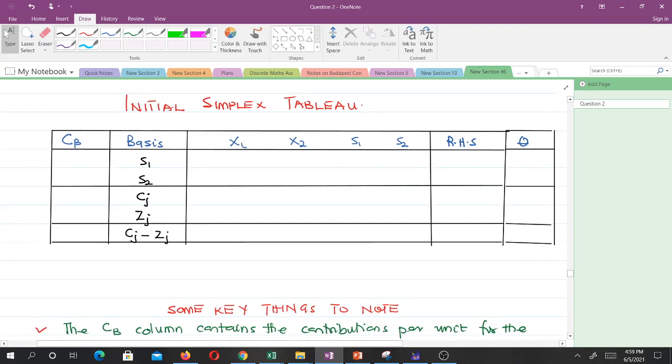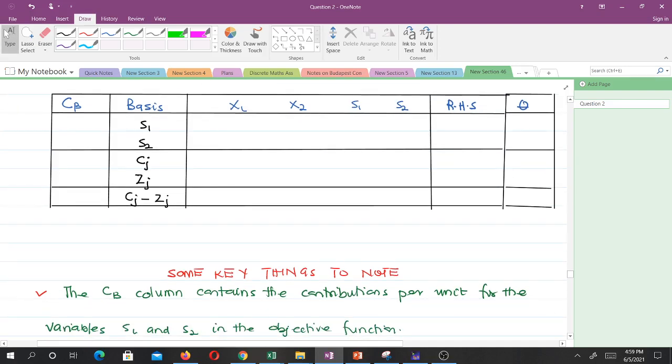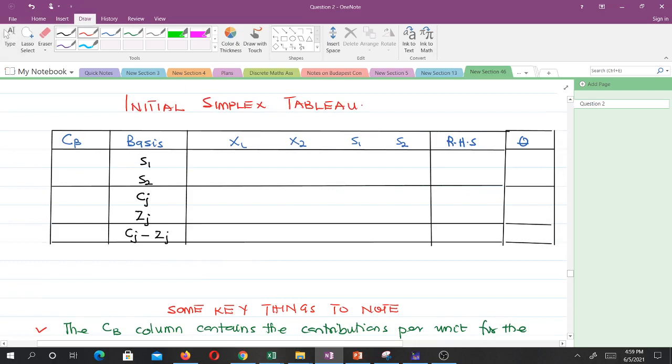So the first column that you see is CB, which contains the contributions per unit for the variables S1 and S2. You can see here for this question, our slack variables were just S1 and S2, so that's why we have them here. Then the variables that we had were x1, x2, S1, S2. Then we had the right hand side. And this theta here has a significance, we'll tell you very soon. Okay, so this is the format of the table.